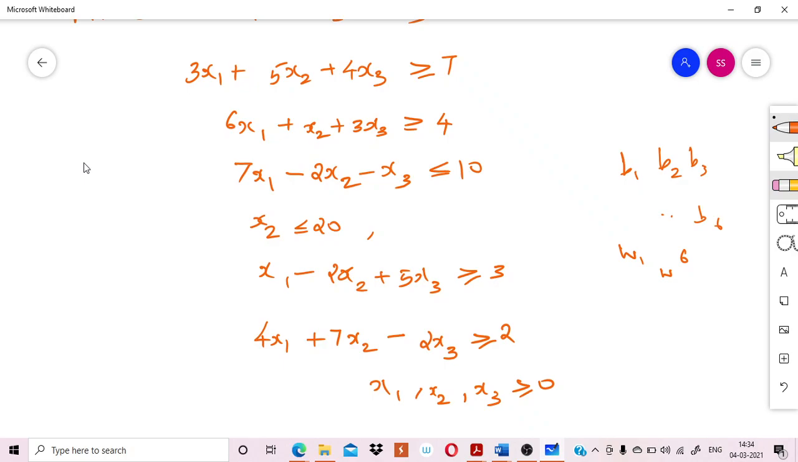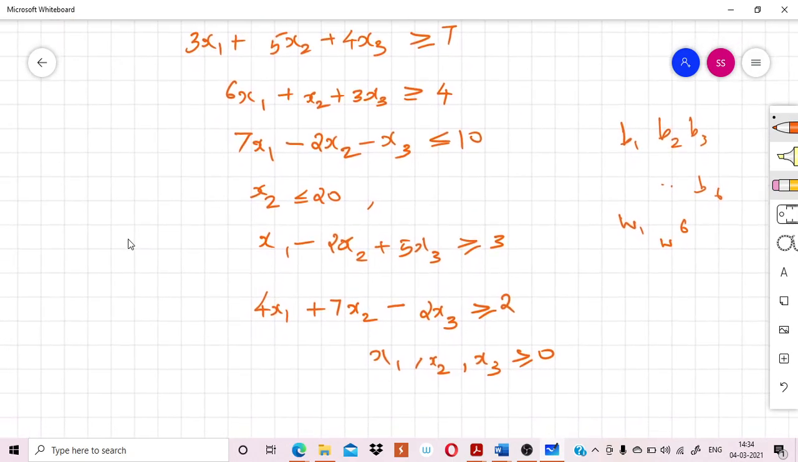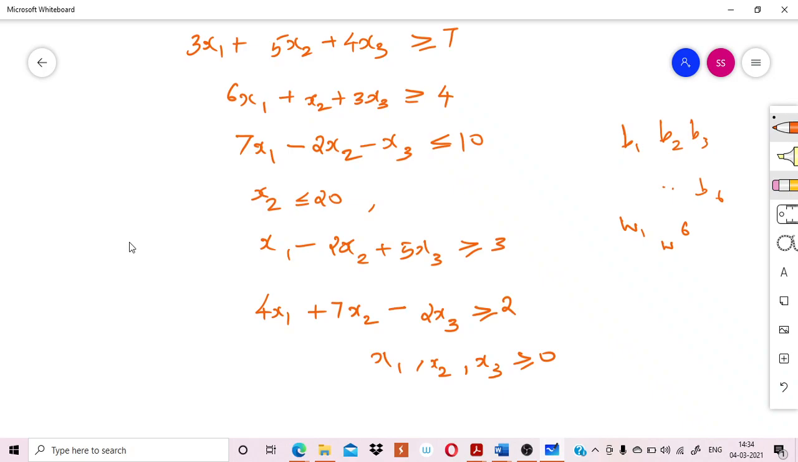Right, and if you observe this problem, we can find that this is not in canonical form. Why? Because for a minimization problem, all must be greater than or equal to. But in this case, this 7x1 minus, this linear inequality is less than or equal to. So you have to make it greater than or equal to by multiplying by minus 1. Okay. Then the rest of the things are the same.